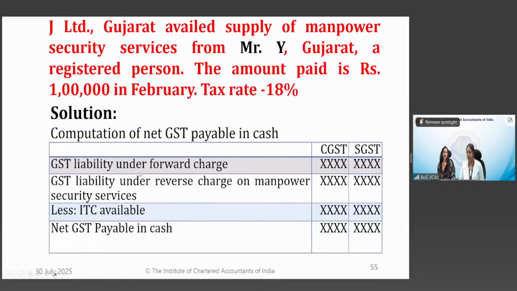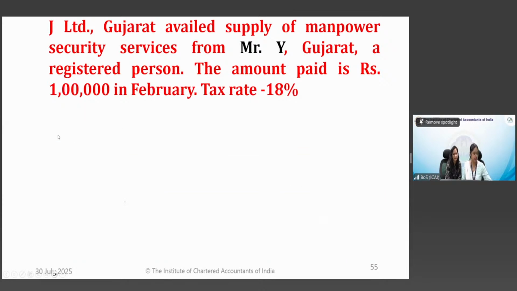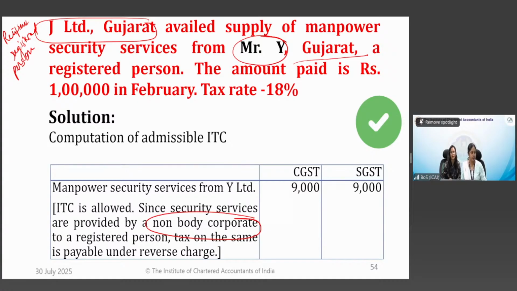Let us see the wrong treatment first. What we have understood in the previous answer is that security services are provided by a non-body corporate, that is Mr. Y has provided the services, an individual, to a registered person. J Limited is a registered person, so tax on the same is payable under reverse charge. Now, J Limited is liable to pay tax under reverse charge. Geeta has given it slightly wrong, because I think she got confused with J Limited, I suppose.